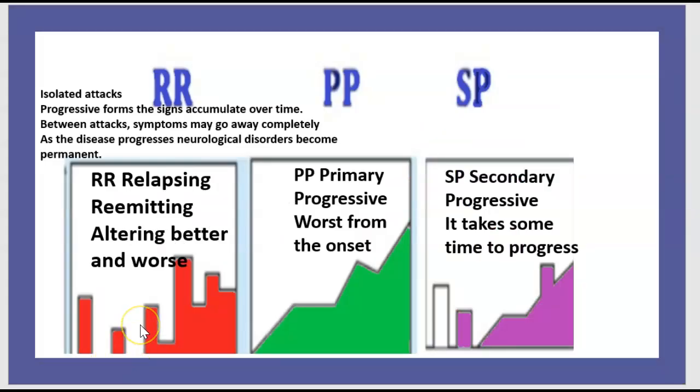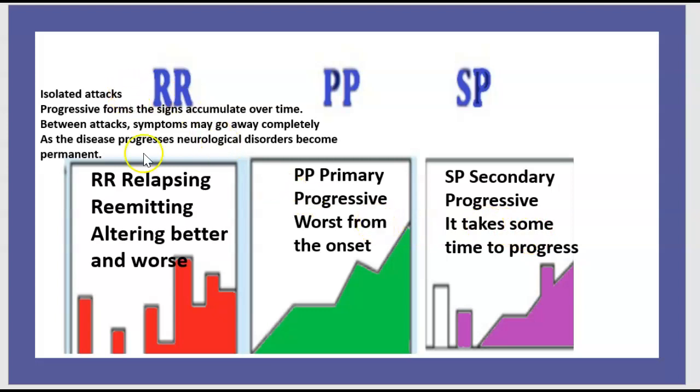The disease can present in three situations. The relapsing-remitting, RR, which is alternating between better and worse. The primary progressive, PP, which is worse from the onset. The secondary progressive, SP, takes some time to progress.